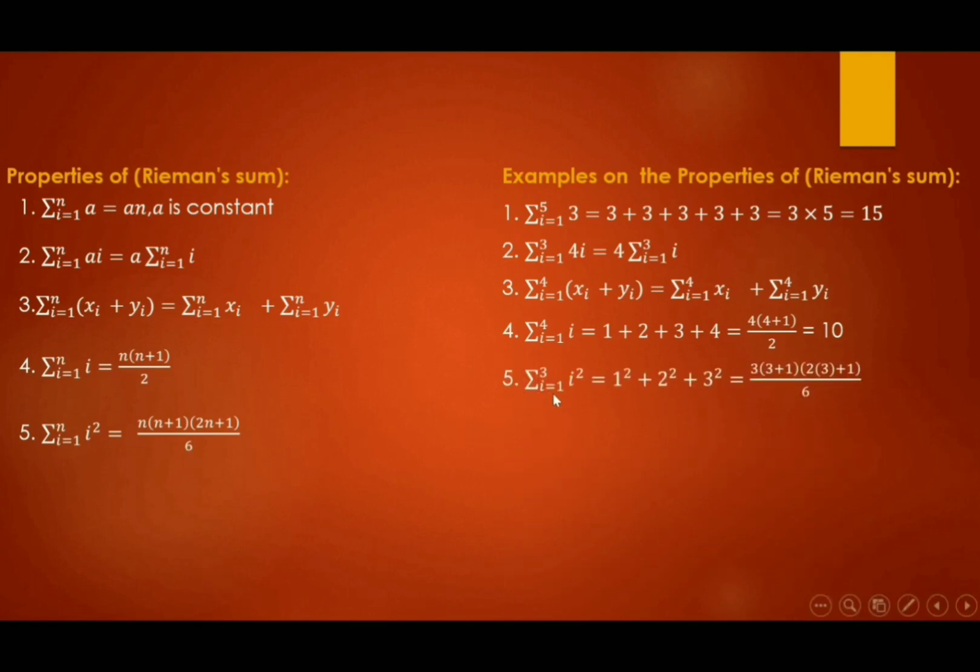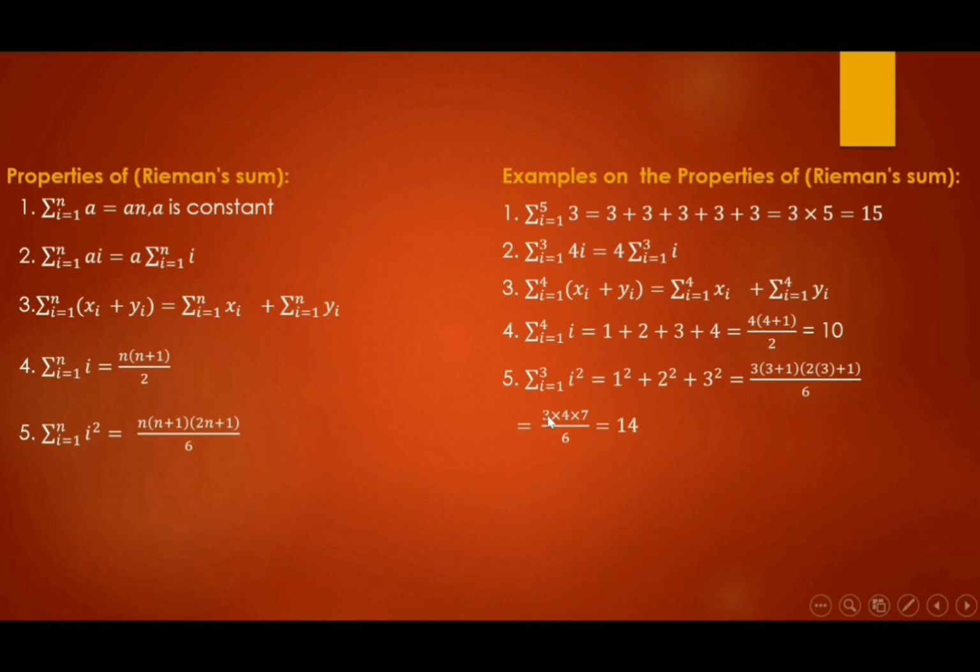The summation from i equals 1 till 3 of i square. You are going to replace i by 1 to make it 1 square plus 2 square plus 3 square. And according to the equation, you will get the following rule: 3 as n, multiplied by 3 plus 1, times 2 times 3 plus 1, all in a bracket. Calculate all and divide it by 6 and you will get the following.